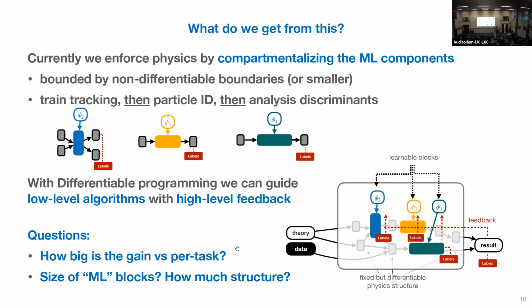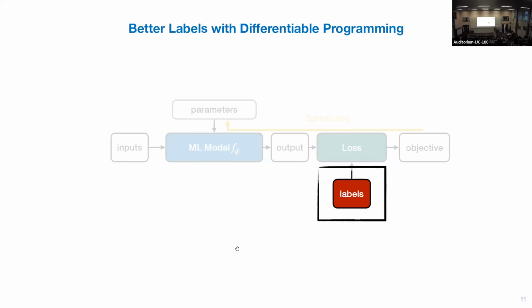So the question that is, I think, absolutely unclear right now is how big the gain is versus this per task training. Maybe we're already pretty good, and it doesn't add much. Another important question is, how big can we make these machine learning blocks, and how much structure is really necessary? So you see things like the single shot particle flow on thousands of particles, that is more or less particle flow elements in, and then reconstructed particles out. And so we're seeing a trend where the machine learning blocks can become much bigger than maybe we thought a couple of years ago.